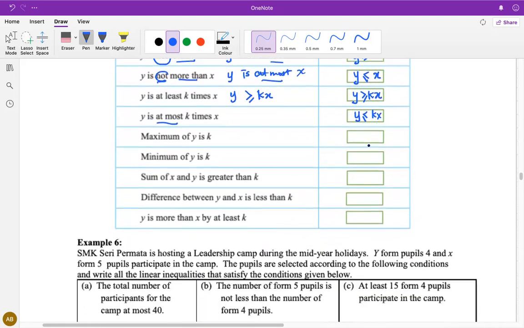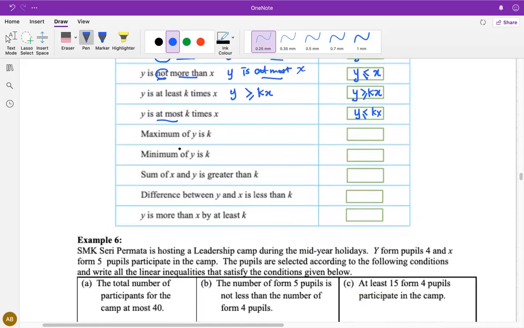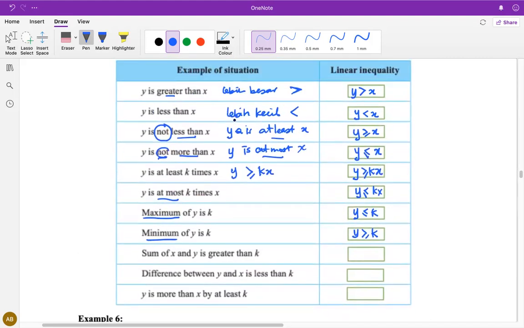Now the next one, maximum of y is k. That means y is less than or equal to k. The minimum of y is k means that y can be more than k or equal to k. So the maximum of y is k is equivalent to y is at most k, or not more than k.